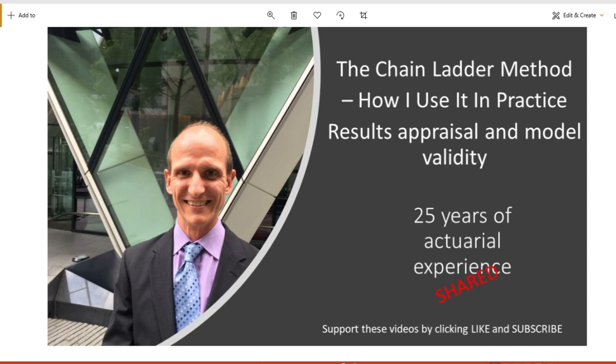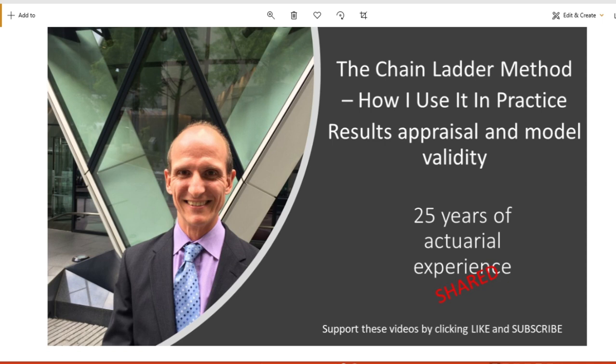Hello everybody. In this lecture series I'm talking you through how I would apply the chain ladder method in practice to a few example datasets. This covers selecting link ratios, fitting curves and checking results. And throughout I'm highlighting where the chain ladder method is or isn't appropriate.